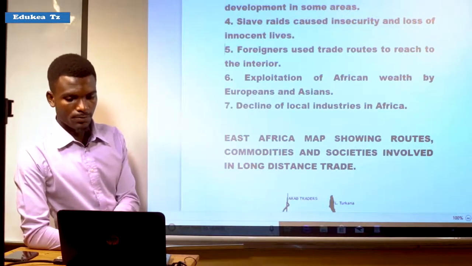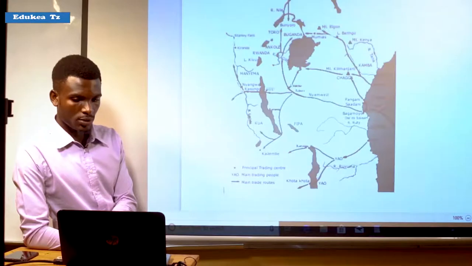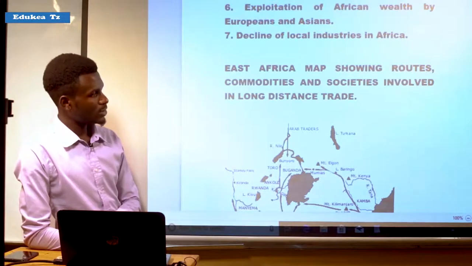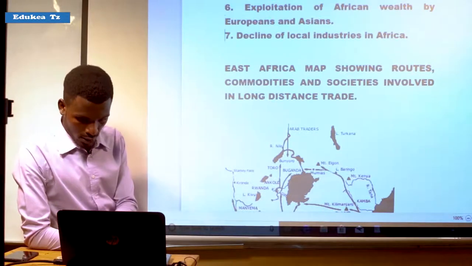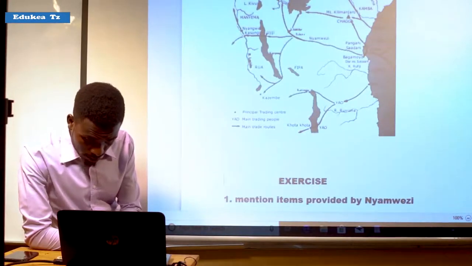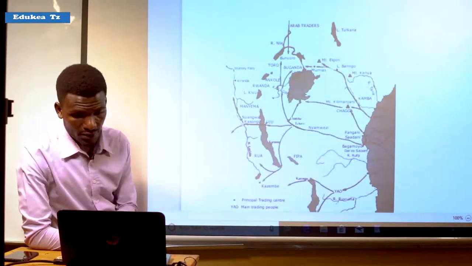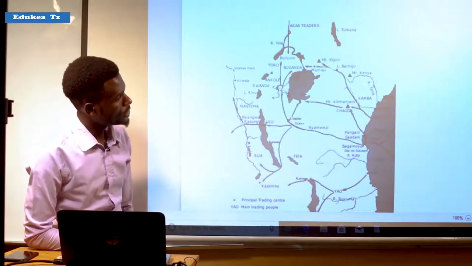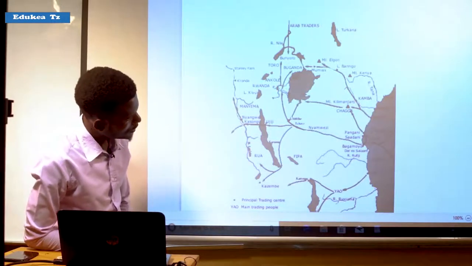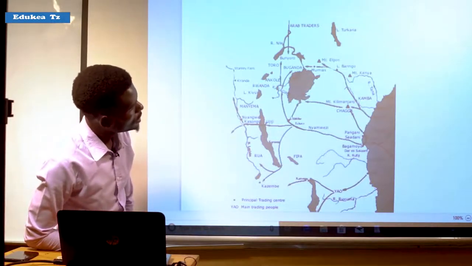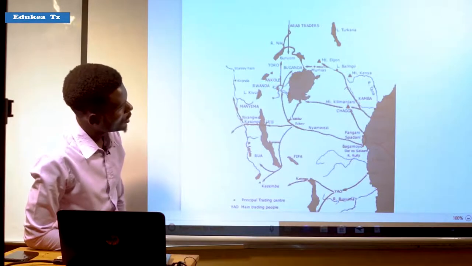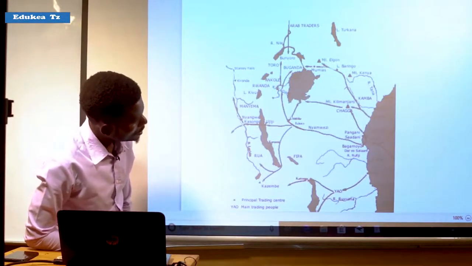So let us see the East Africa map showing routes, commodities and societies involved in long distance trade. We are going to see the East African map to show the routes which were involved during the long distance trade. So here there is the northern route, which is here, which passed through Bunyoro, Toro, Ankole, Karagwe, then to Tabora here.